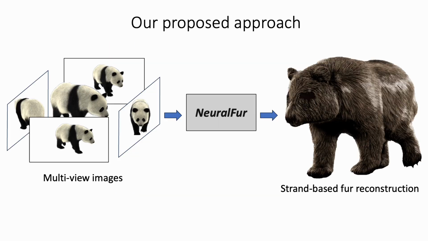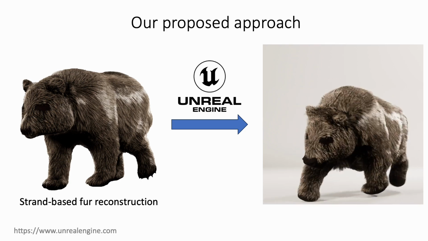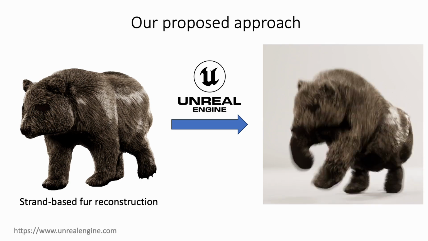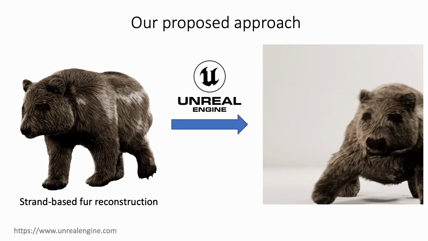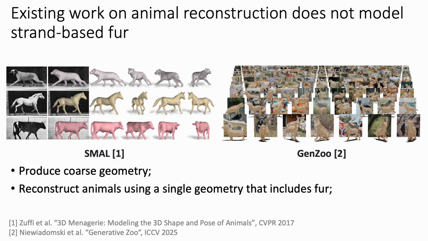To simplify this process, we propose the first automatic method for fur extraction from multi-view images. The reconstructed geometry uses a strand-based representation, directly compatible with computer graphics engines for rendering and simulation. Prior works, such as Small and Generative Zoo, reconstruct animals as a single geometry that includes fur. In contrast, our method creates a layered model separating the furless body and strand-based fur.